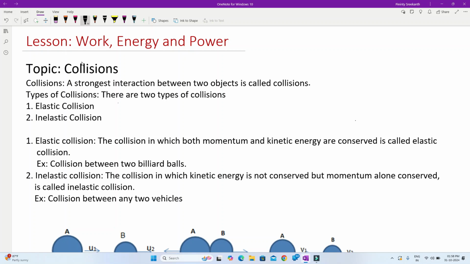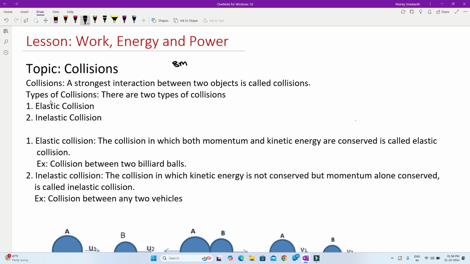Today we will discuss the topic collisions. This question carries 8 marks in IPE. This question belongs to the work, energy and power lesson, junior intermediate. First we have to write the definition of collisions. The definition is: the strong interaction between two objects is called collisions.